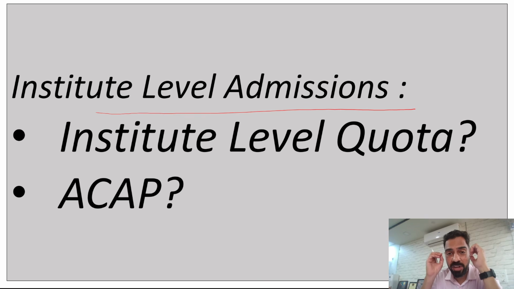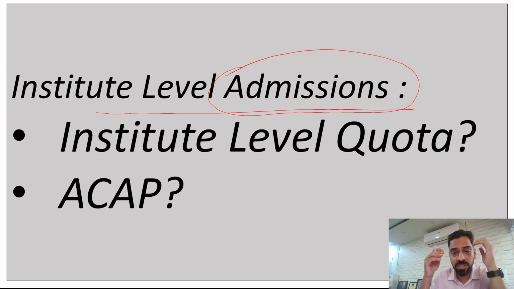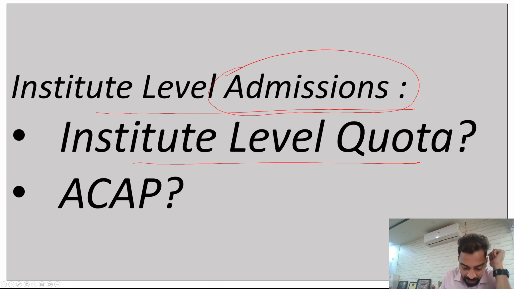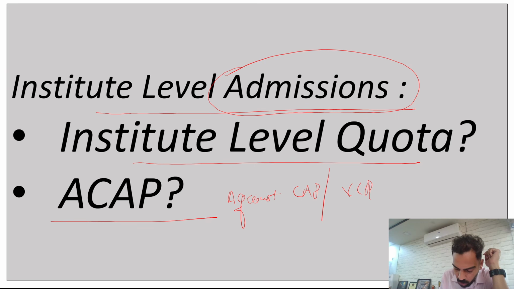Now what are institute level admissions? The admissions that happen against the cap round or at the college level itself. So there are two types of admissions that happen at the college level. One is for the institute level quota. Second is A cap, that is against cap, which is also famously known as V cap round, or also known as spot round.